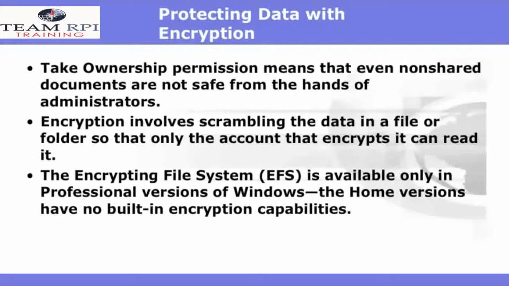You also have the option of protecting data with encryption. Take ownership permission means that even non-shared documents are not safe from the hands of administrators. Encryption involves scrambling the data in a file or folder so that only the account that encrypts it can read it. The EFS, or encrypted file system, is available only in professional versions of Windows. The home versions have no built-in encryption capabilities.